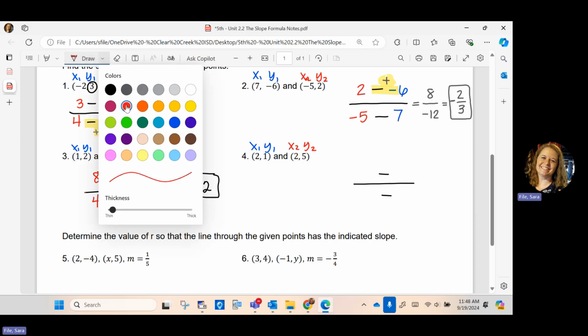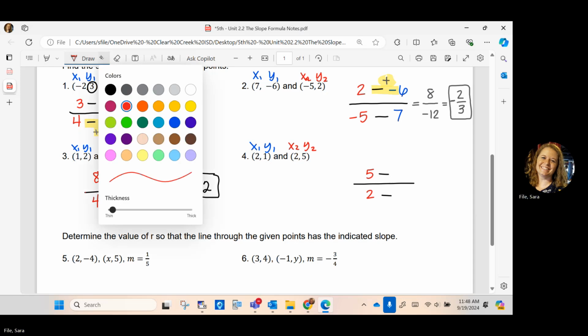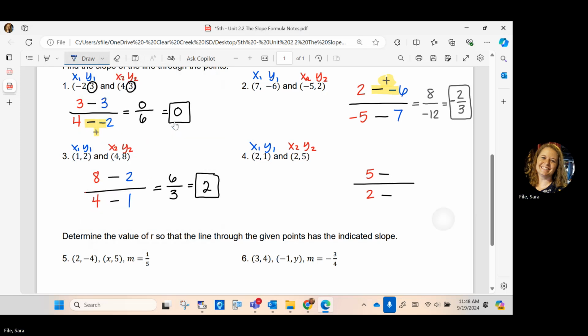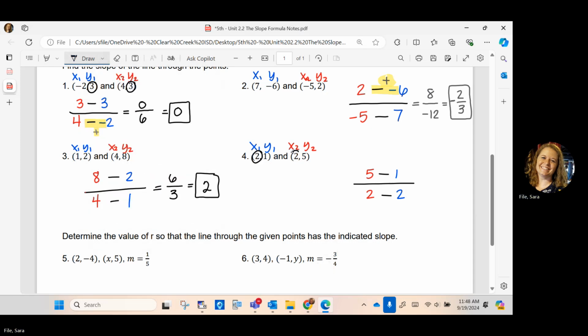All right, same strategy here. I'm going to plug in where everything goes. Now this time, what's the same? My x's are the same, right? And we said when your x's are the same, you get that 0 on bottom. You cannot do that. You cannot divide by 0. So my slope here is undefined. That means that this would graph as a vertical line.